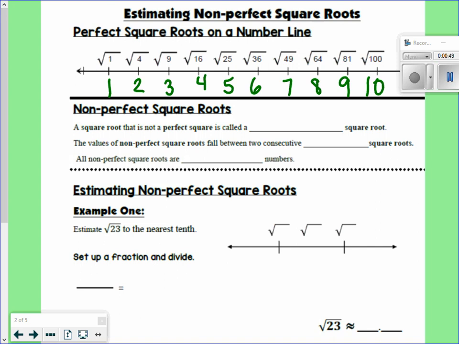So now we're going to look at non-perfect square roots. A square root that is not a perfect square root is called a non-perfect square root. The values of a non-perfect square root fall between two consecutive perfect square roots.